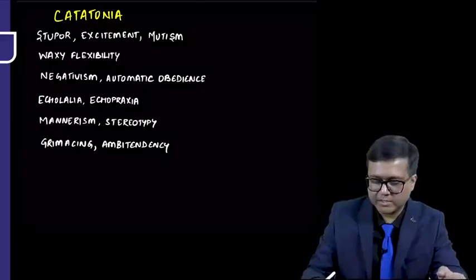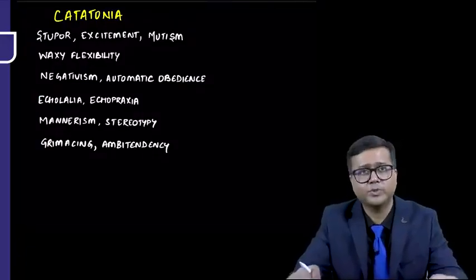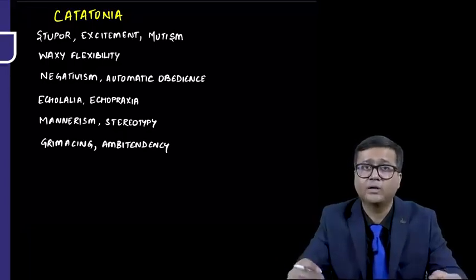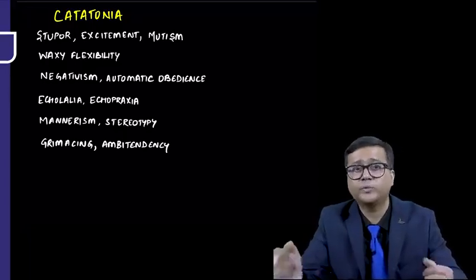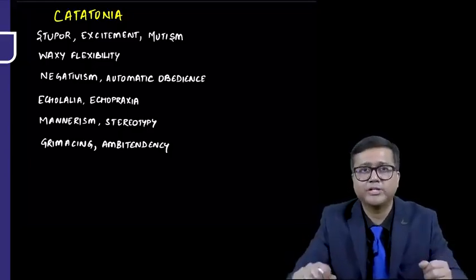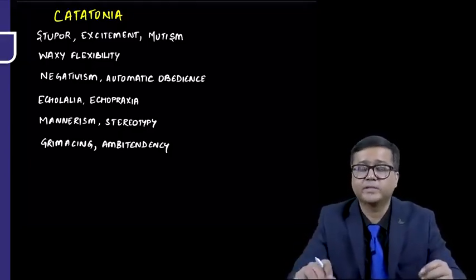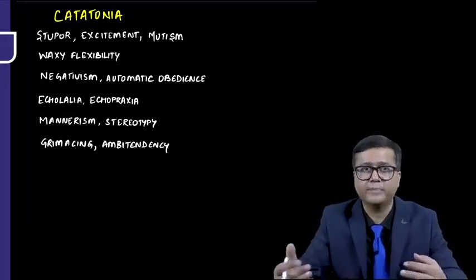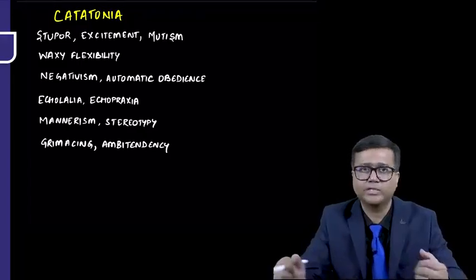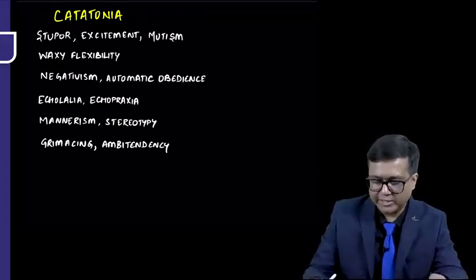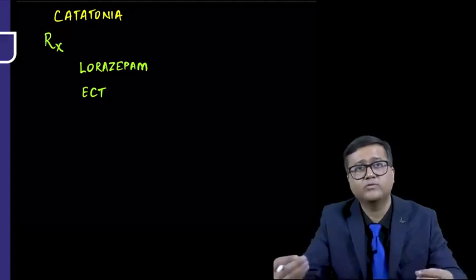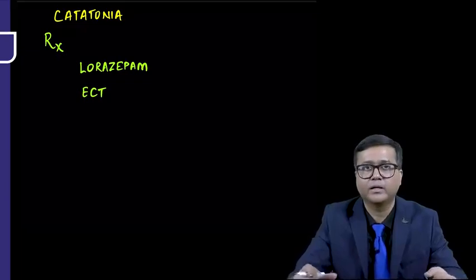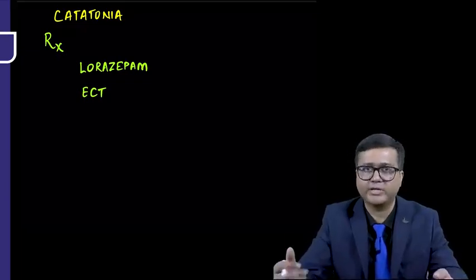Let us enumerate some of the catatonic symptoms: stupor, excitement, mutism, then waxy flexibility, negativism, automatic obedience, echolalia, which is seen in the patient, and echopraxia, then mannerisms, stereotypies, grimacing and ambitendency. These are some of the catatonic symptoms. When we talk about the treatment of catatonic symptoms, we give lorazepam, initially parenterally as IV lorazepam or IM lorazepam, and ECT is also one of the modalities of treatment.